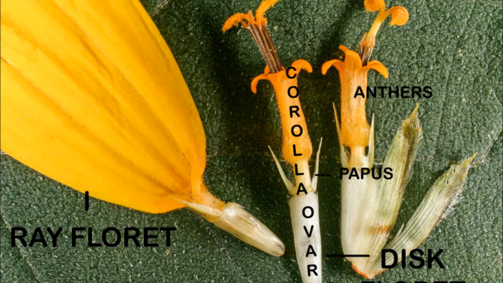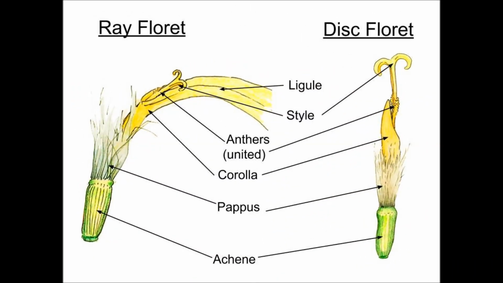If you take time to look at the ray floret carefully, you will see the remnants of 5 ridges or 5 petal teeth at the end of the ray floret, where the petals have become fused. Each tiny Disk Floret contains also 5 stamens.